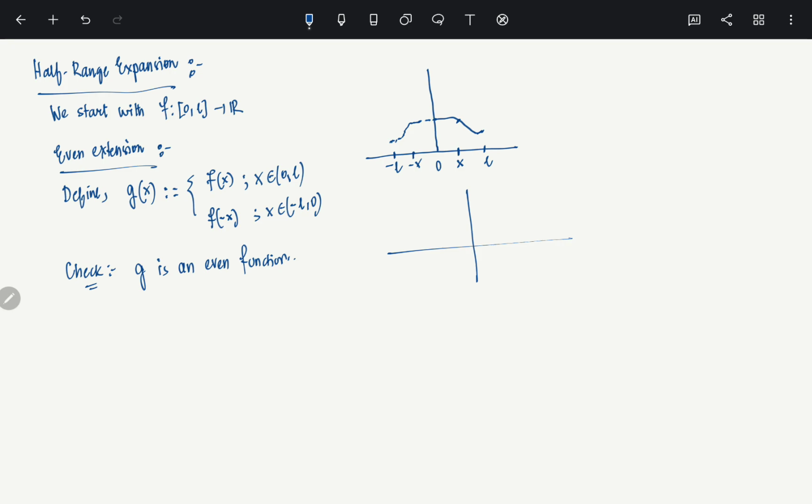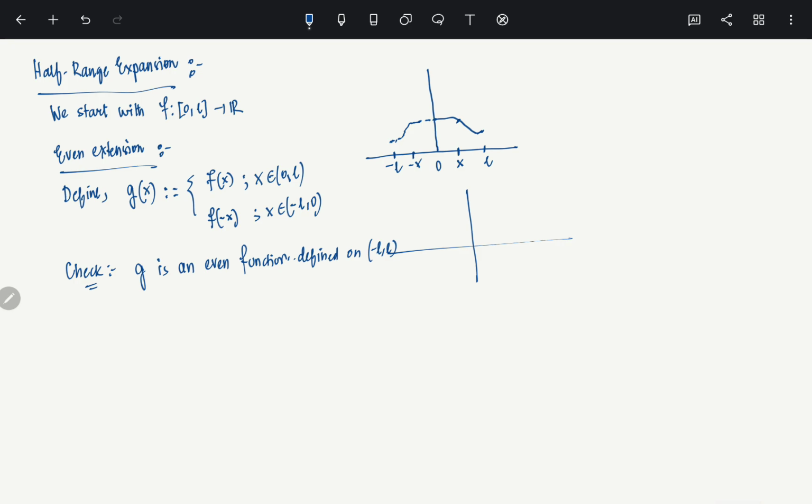Yes, and now you have a new even function defined on minus L to L, right? And for this even function defined on minus L to L, you know what the Fourier series is. Then you write down the Fourier series, and once you write it down, you basically restrict it to 0 and L and you are done. I hope this is clear to you.